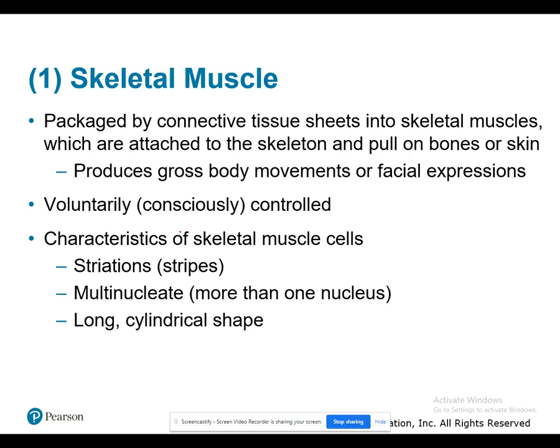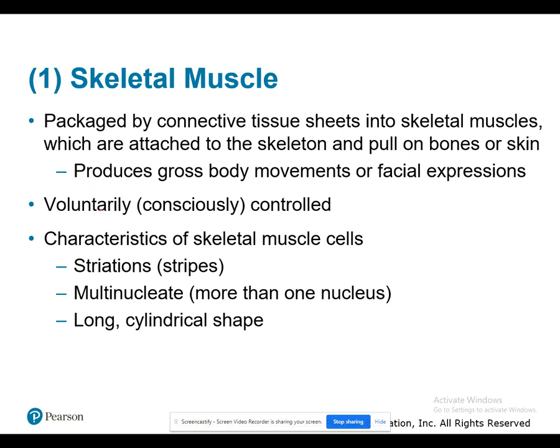So skeletal muscle is packaged by connective tissue sheets into skeletal muscles. So they are sheets, and they're going to be attached to the skeleton, or otherwise the bones. So the whole function, why they get their name skeletal, is because they are connected with the skeletal system. So they pull on bones, and they can even pull on your skin. And the whole function of these is to produce gross body movement. And when I say gross, that means like major body movements, like your arm, going to move your legs, run, even facial expressions. So smiling, frowning, making a very confused look because you have no idea what's going on.